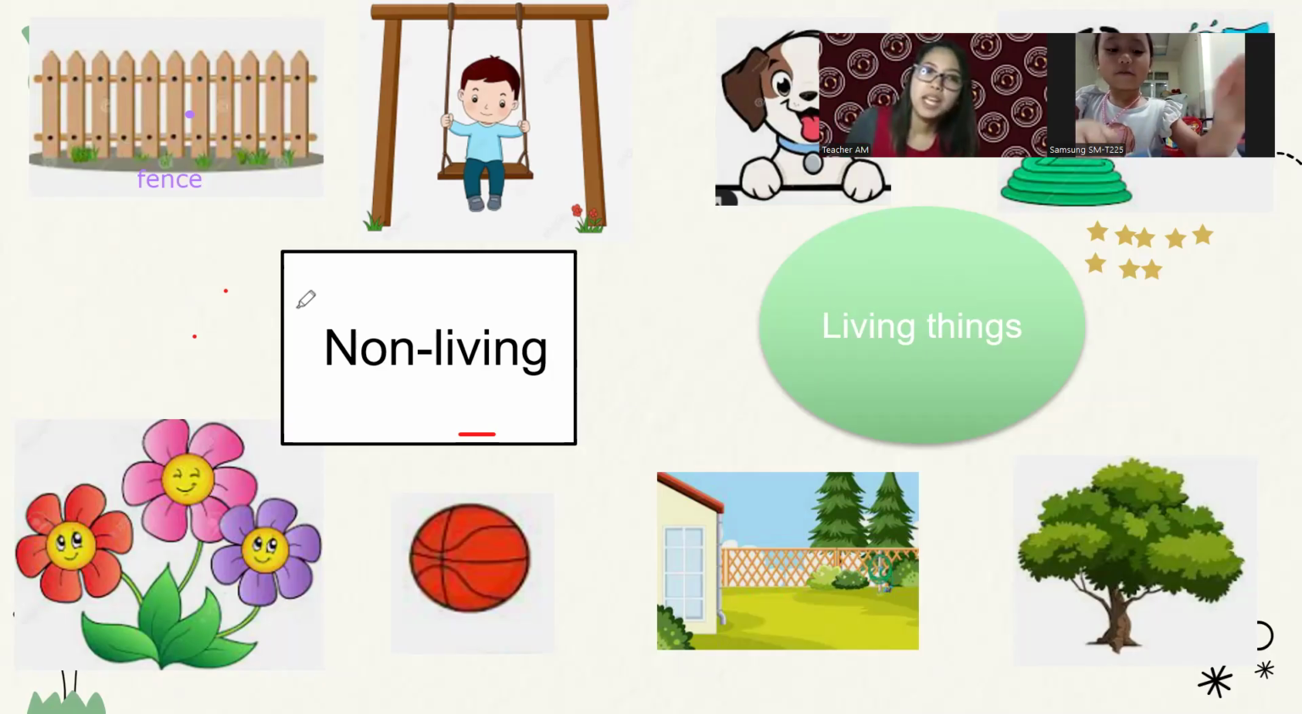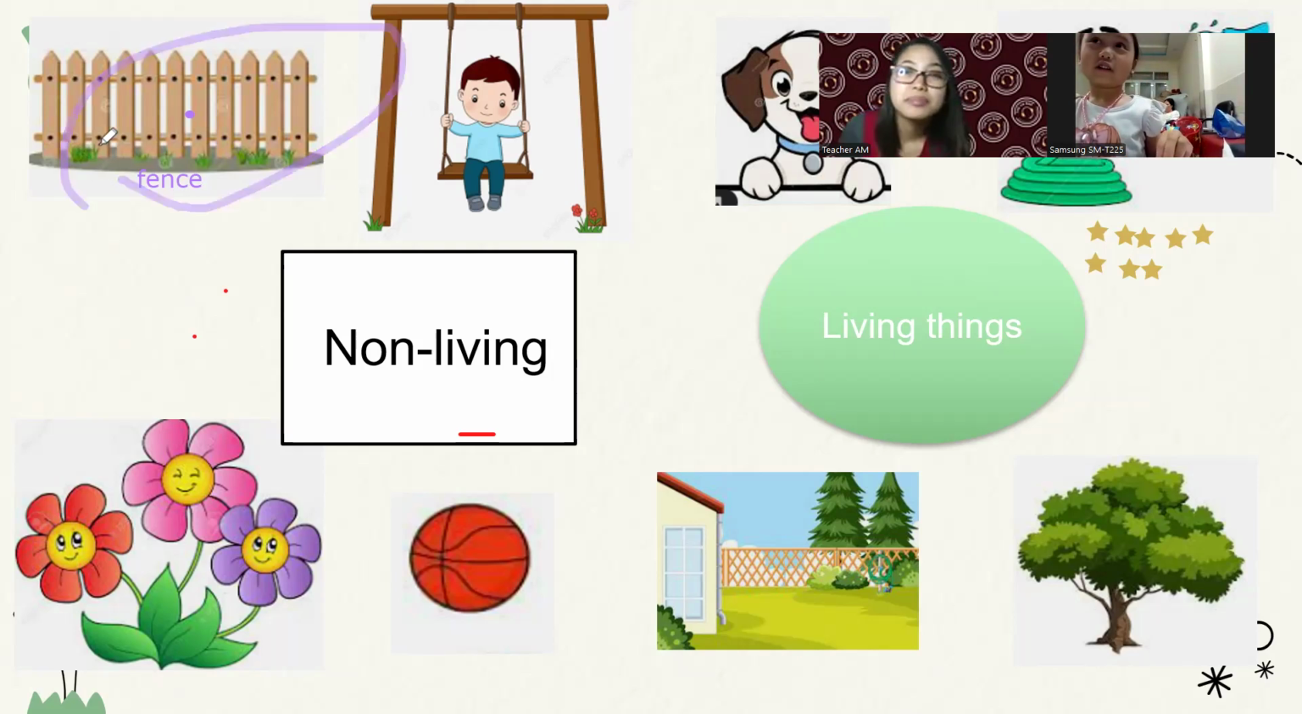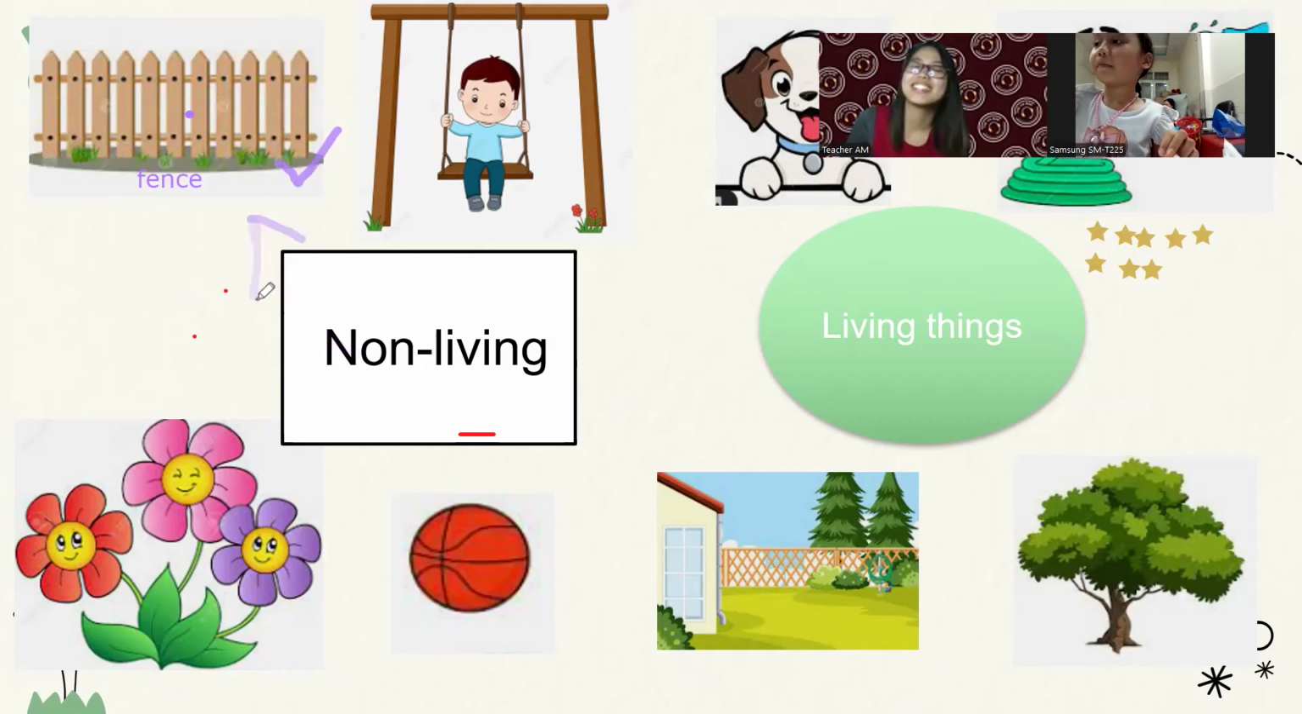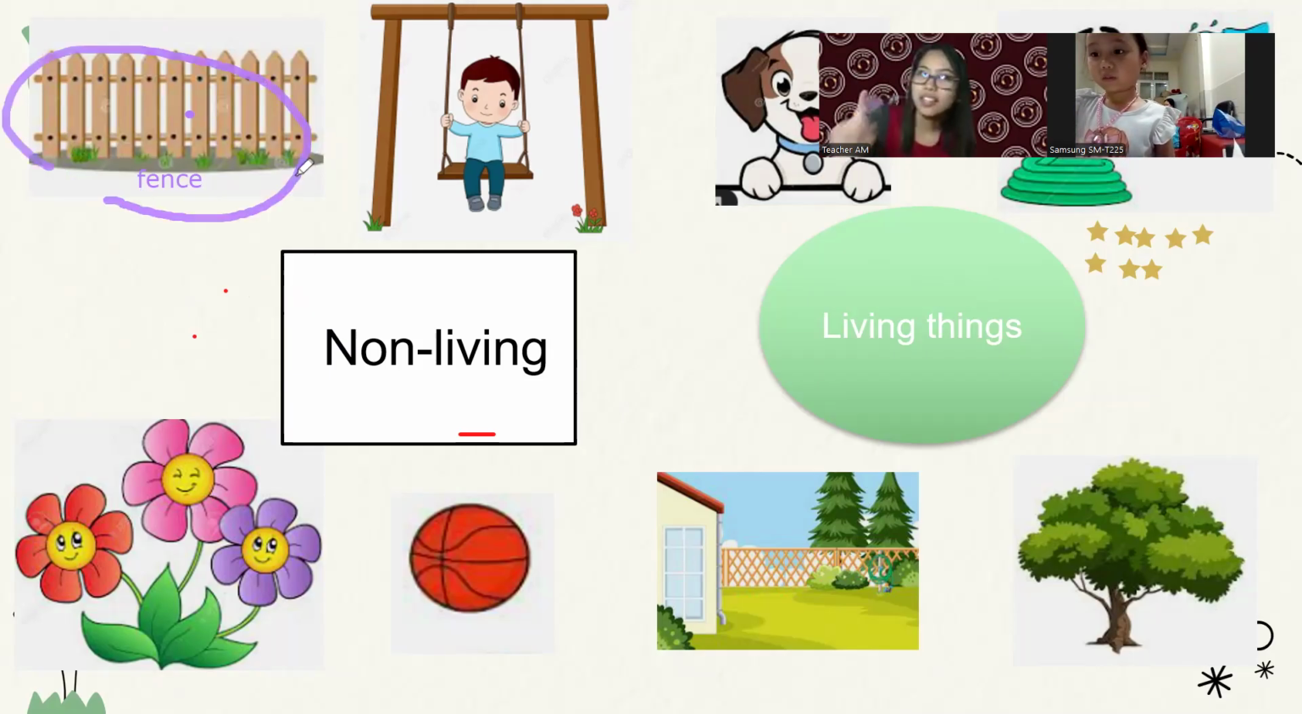Very good, Amy. Now, look at the fence around the home. Okay, Amy. Now, I want you to look at the fence. You said that this is non-living, which is correct. So, very good. Now, tell me, why is it a non-living thing?